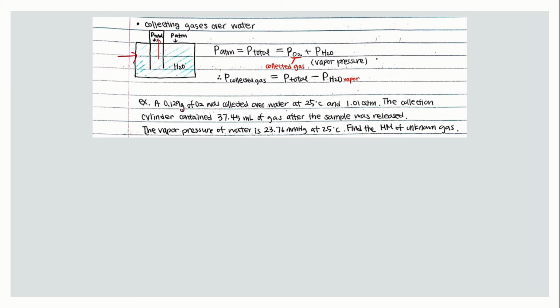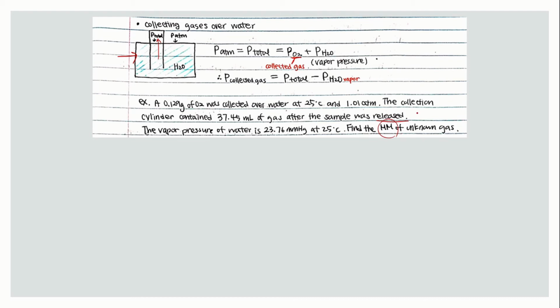So the question says 0.129 grams of oxygen was collected over water at 25 degrees Celsius and 1.01 atm. The collection cylinder contained 37.45 milliliters of gas after the sample was released. The vapor pressure of water is 23.76 millimeters mercury at 25 degrees Celsius. Find the molar mass of the unknown gas.